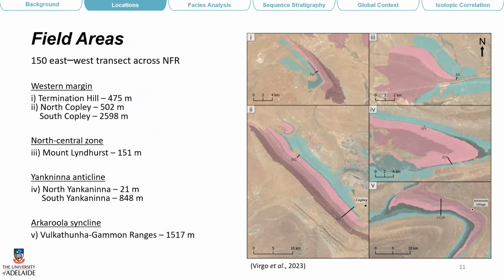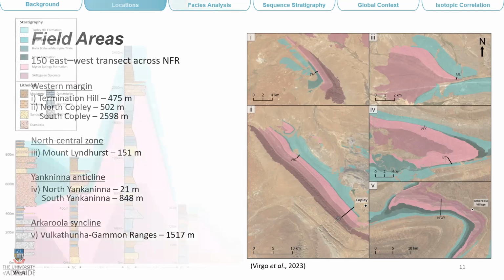The Yanktonina anticline is somewhere in the middle. You'll see the North Yanktonina section is very small. Jared and I were just passing through, so we just got that transition. And then in Archit, we did some more extensive logging. We got a 1,500 meter section.